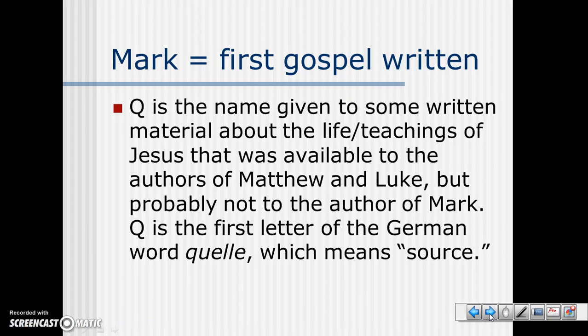The first gospel written is Mark, and it's going to be the first gospel that we read. There's also a source called Q, and Q is the name given to some written material about the life and teachings of Jesus that was available to the authors of Matthew and Luke, but not to the author of Mark. It's called Q because Q is the first letter of the German word Quelle, which means source. And Q was first hypothesized by a group of German theologians, as I'll explain in this next slide. If it had been figured out by Americans, they probably would have called it S for source. But since it was German, they call it Q for Quelle.